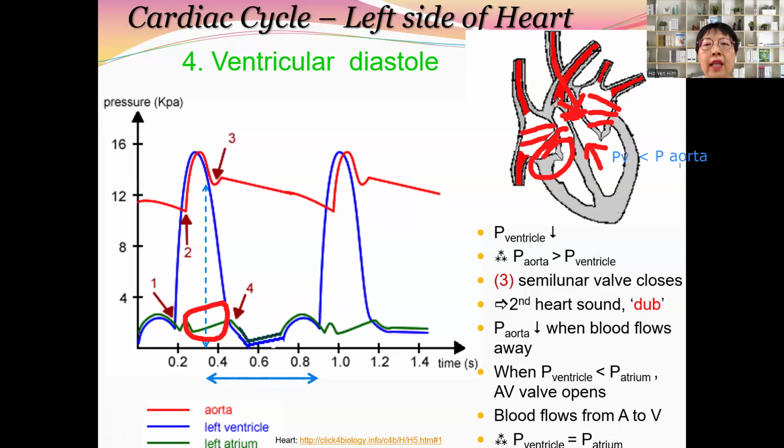When it opens, 70% of the blood will flow in passively. At this time, both atria and ventricles are relaxed. Both atria and ventricles are relaxed.